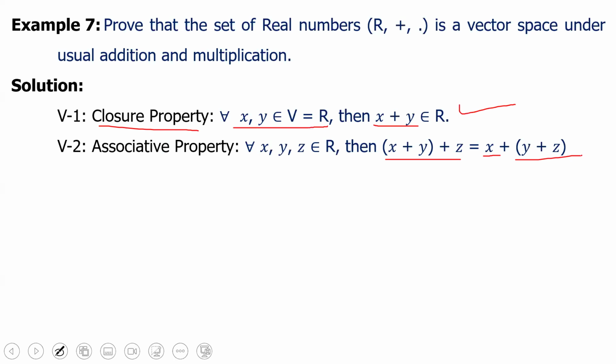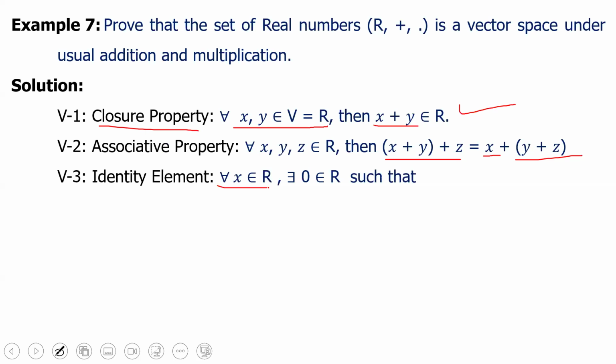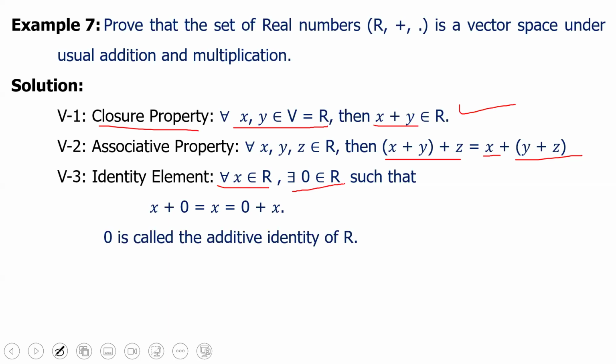So the associative property holds. Third, identity element: for all x belonging to R, there exists 0 belonging to R such that x + 0 is equal to x, which is equal to 0 + x. The identity element is 0. Therefore, the third property is also satisfied by the set of real numbers. 0 is called the additive identity of R.